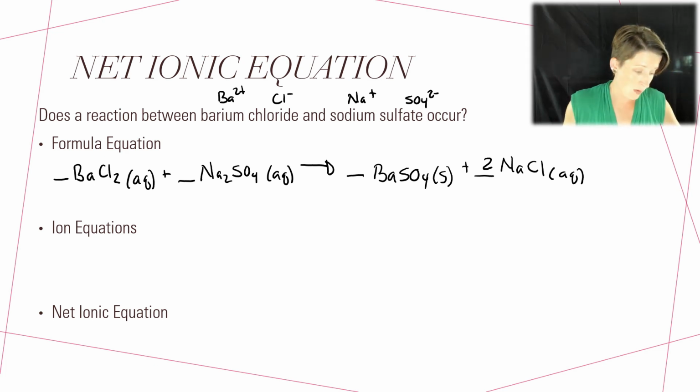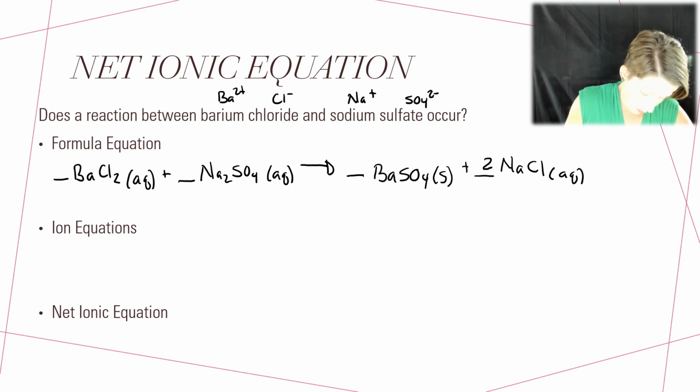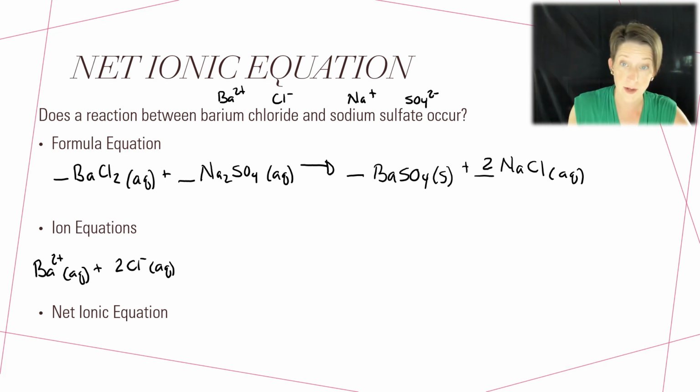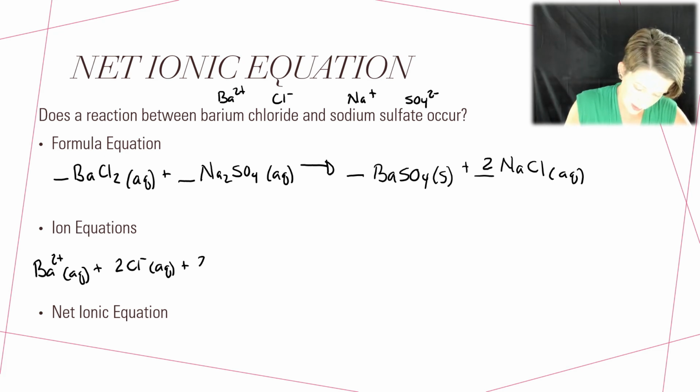Now we're going to go into the ion equation. We're going to split out all the ions as they would appear in the solution. We have our barium ion, 2 chlorine ions, because they're in an ionic compound. There's a subscript 2, so there's 2 sets of them. 2 sodium ions, and a sulfate ion.